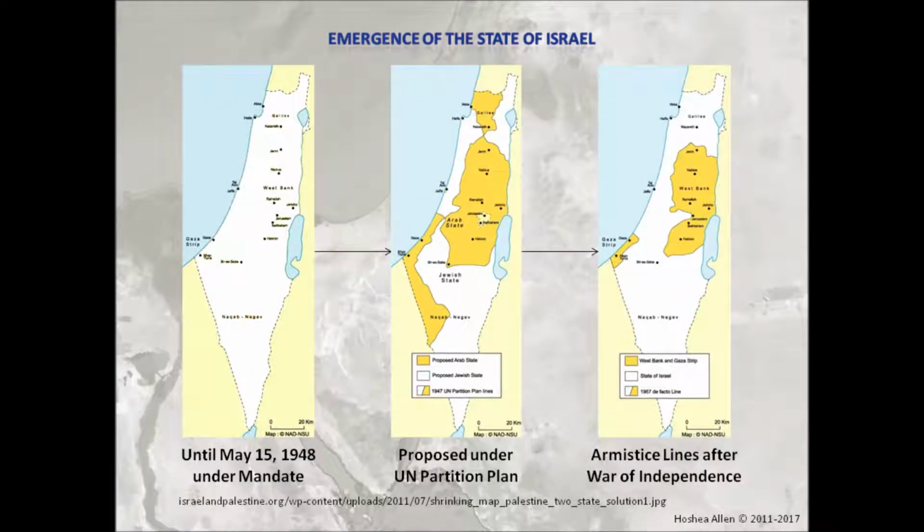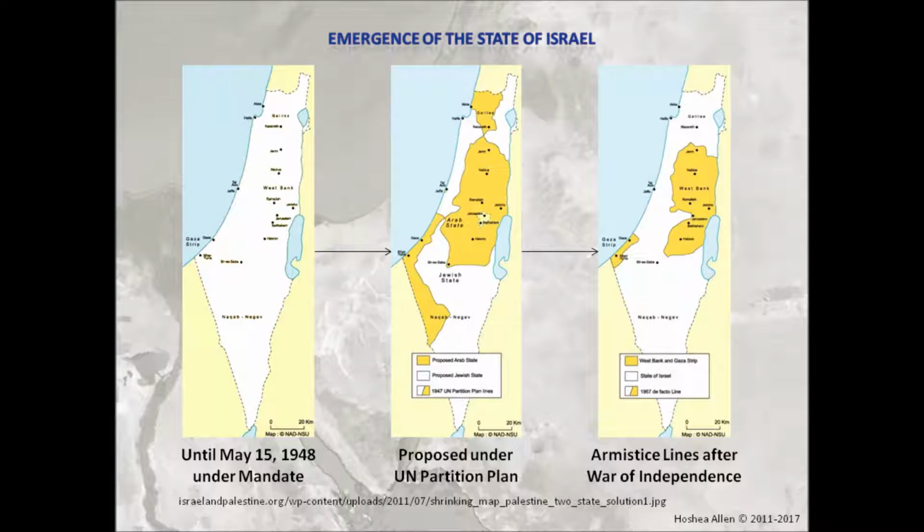What we see here are three maps. The one on the left represents the portion of Palestine that remained under British rule at the end of the Mandate. The middle one represents the proposed partitioning of that remaining portion by Resolution 181. And the one on the right represents the borders of the State of Israel at the end of the War of Independence.